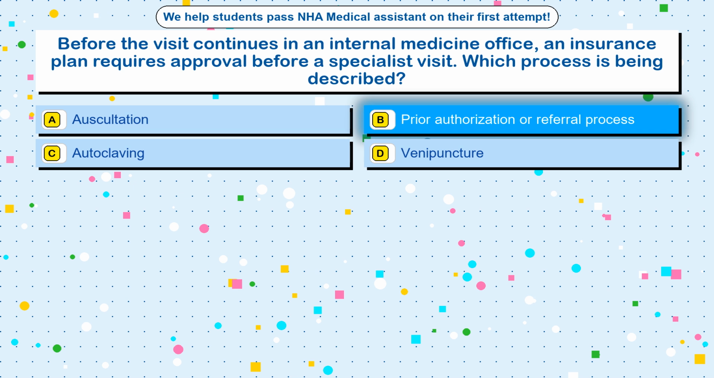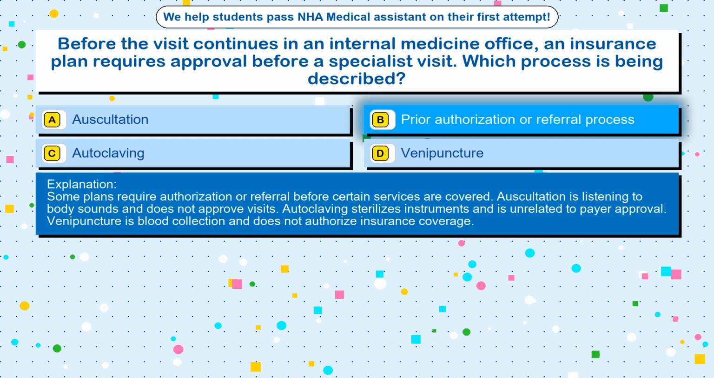Prior authorization or referral process. Some plans require authorization or referral before certain services are covered. Auscultation is listening to body sounds and does not approve visits. Autoclaving sterilizes instruments and is unrelated to payer approval. Venipuncture is blood collection and does not authorize insurance coverage.